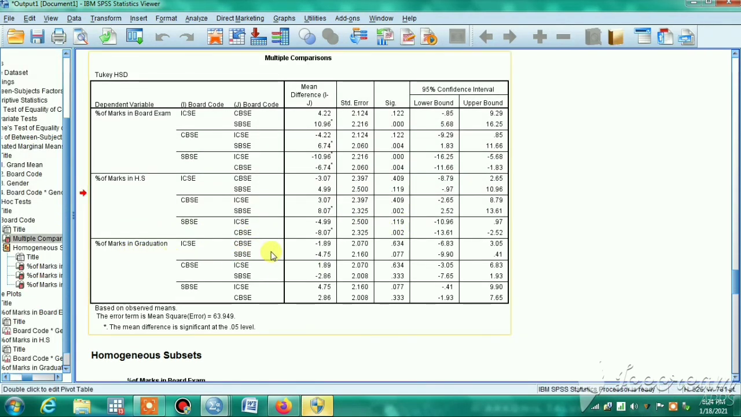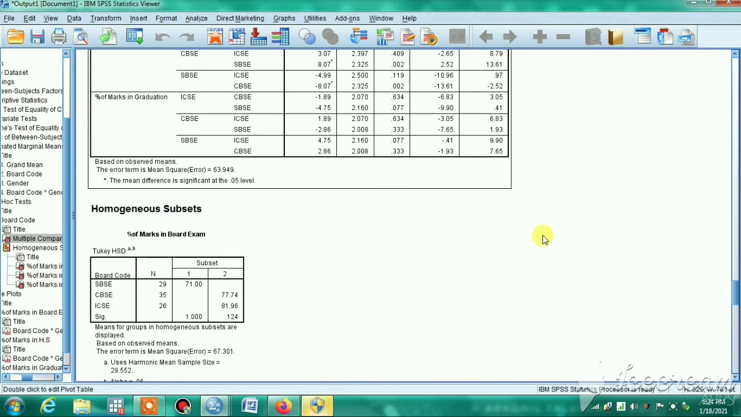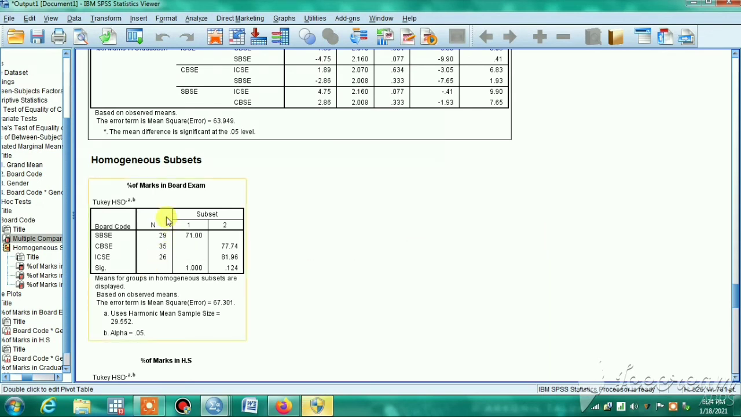Similarly, in the graduation marks, percentage of marks in graduation, the differences in board, ICSE, CBSE, are not significant. Therefore, for the percentage of marks in graduation, the difference is not due to the differences in board. Okay, in this way we can classify this.